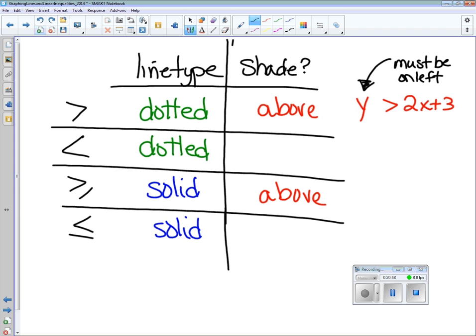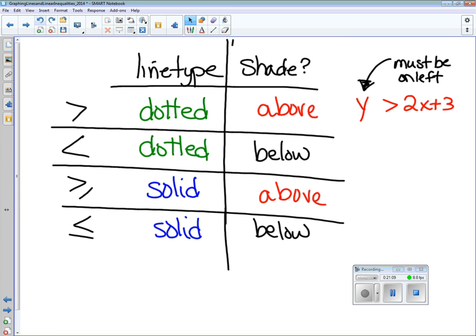So why are they both above? Because they're both greater than. And then the last two are both less than. One's less than and one's less than or equal to, right? So those are going to be shaded below the line. Okay?